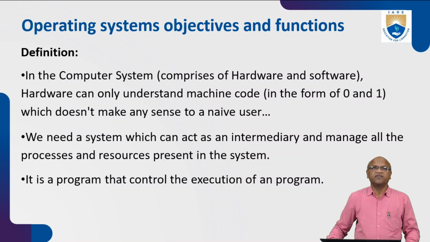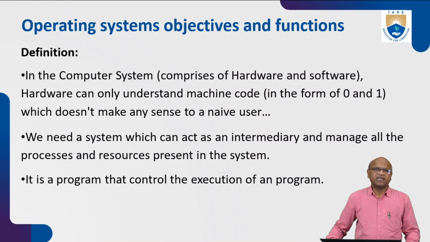If we look at this definition, the operating system objectives and functions: a computer system basically comprises hardware and software. Hardware can only understand machine code, that is zeros and ones. That is hardware basically. It has the microprocessor, and different chips are mounted on the motherboard. In the microprocessor there are only arithmetic logic unit circuits, and these circuits can understand only zeros and ones, which doesn't make any sense to a native user.